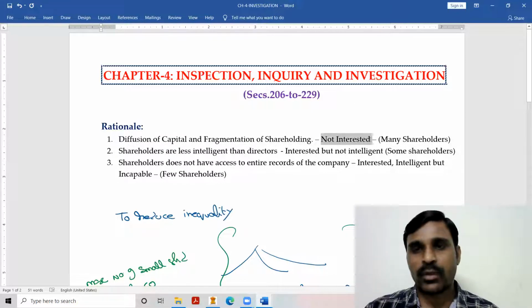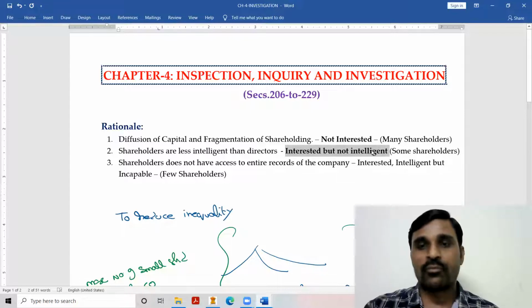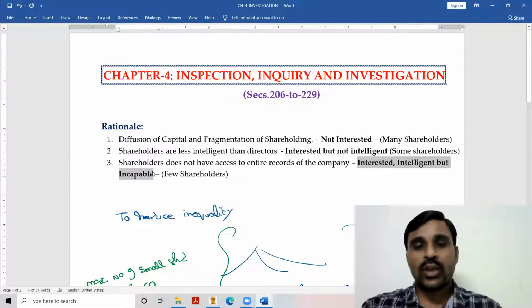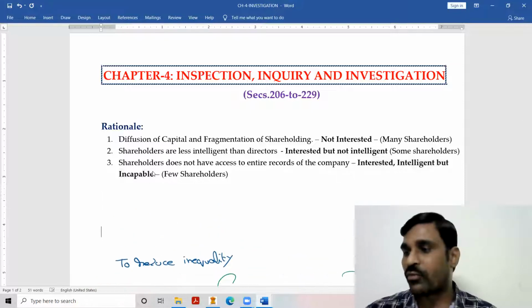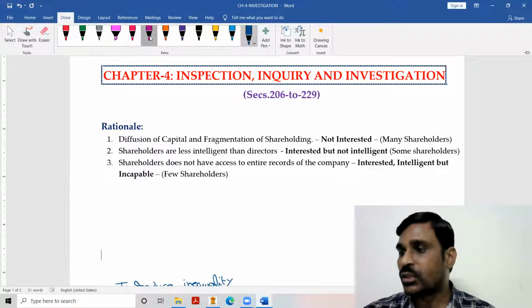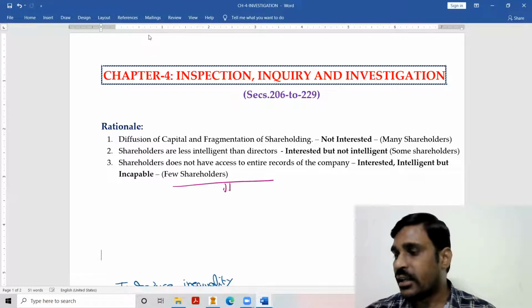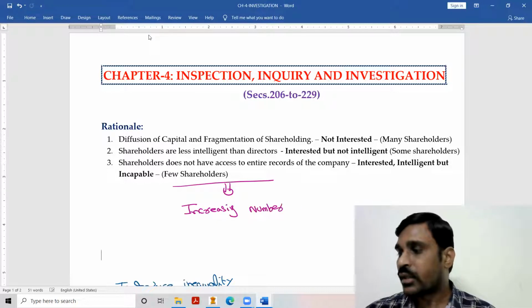Not interested, first point. Interested but not intelligent, some shareholders. Interested, intelligent but incapable, few shareholders. So these are the three reasons. All three reasons together result in an increasing number of corporate frauds.